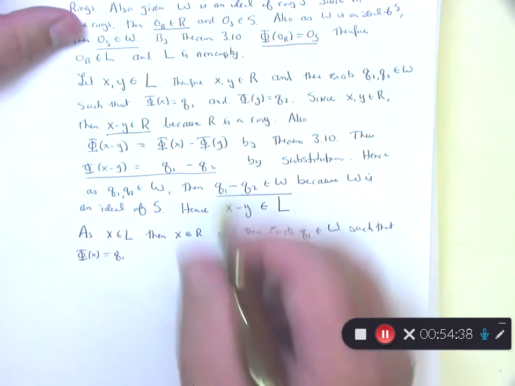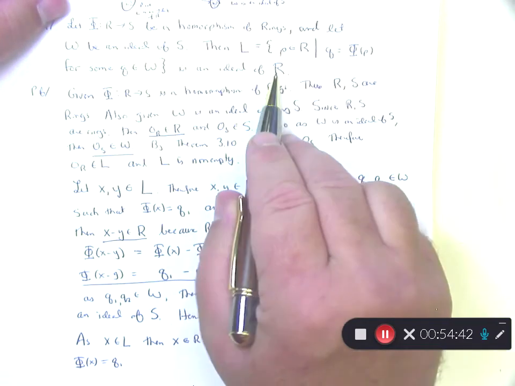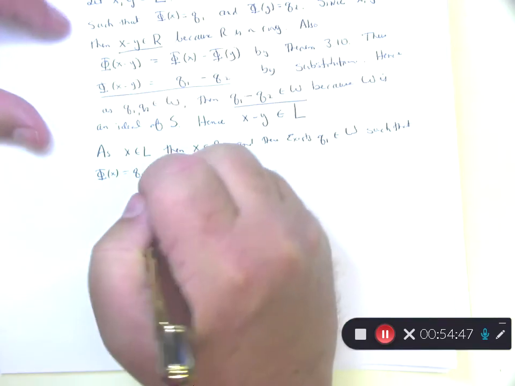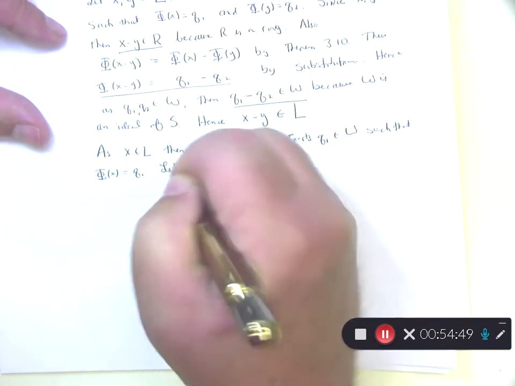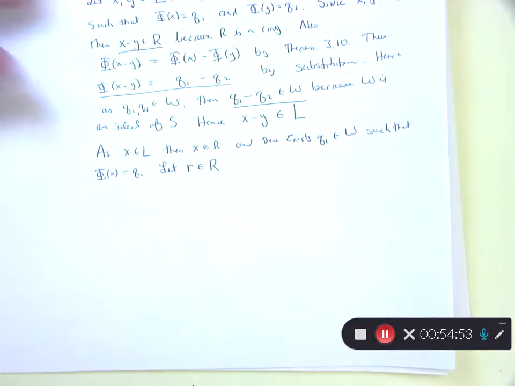Now, we're trying to show that L is an ideal of R. So I want to start with an arbitrary element of R. I'm going to let little r be an element of big R. Very arbitrary, it doesn't even have a subscript. All right, so let little r be an element of big R.